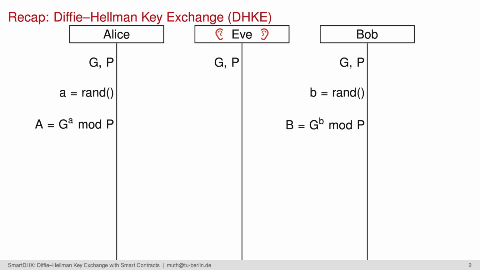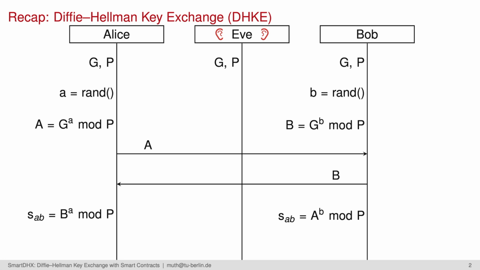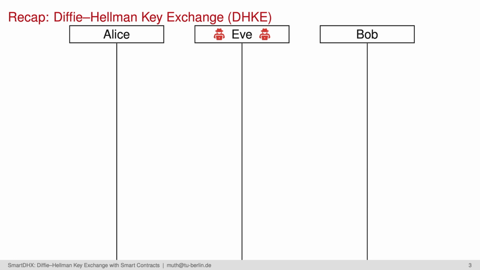Next, both calculate g to the power of their random number, modulo p, and exchange their results. Finally, Alice and Bob calculate the exchanged number to the power of their secret random number, modulo p, and magically receive the same result that they can now use for establishing a secure channel. Eve at this point cannot derive the same secret because Eve never learned one of the secret exponents.